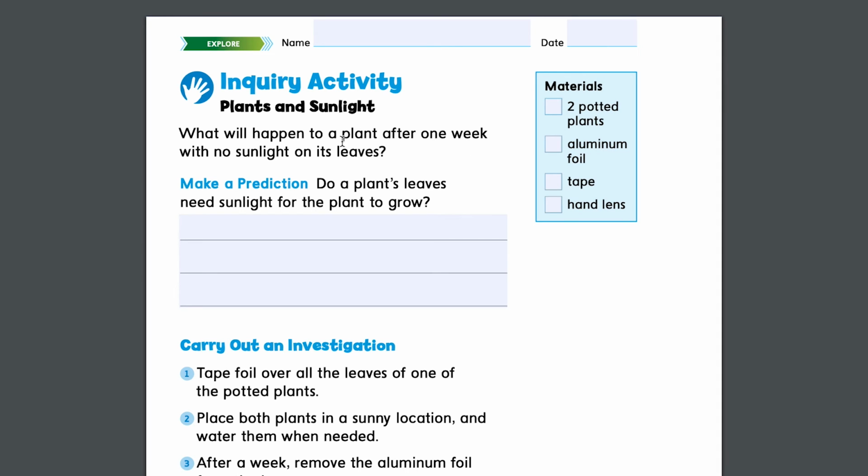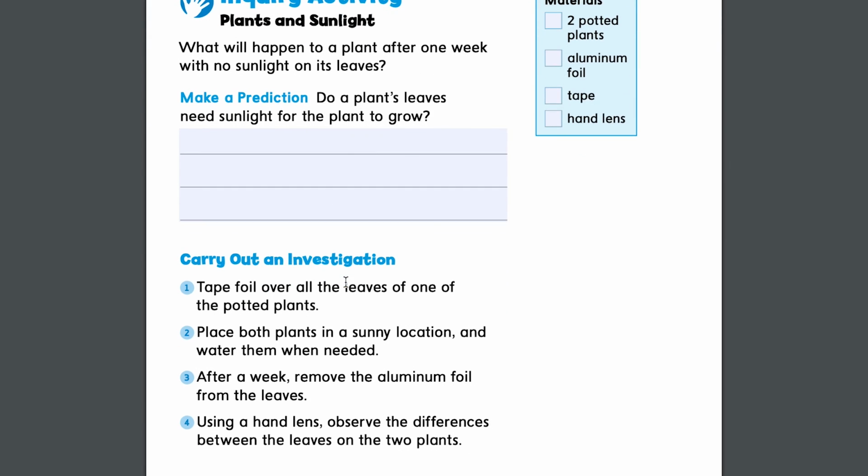What will happen to a plant after 1 week with no sunlight on its leaves? Here's an experiment you can try using 2 potted plants, aluminum foil, tape, and a hand lens. Do a plant's leaves need sunlight for the plant to grow? You can find out by doing the investigation.